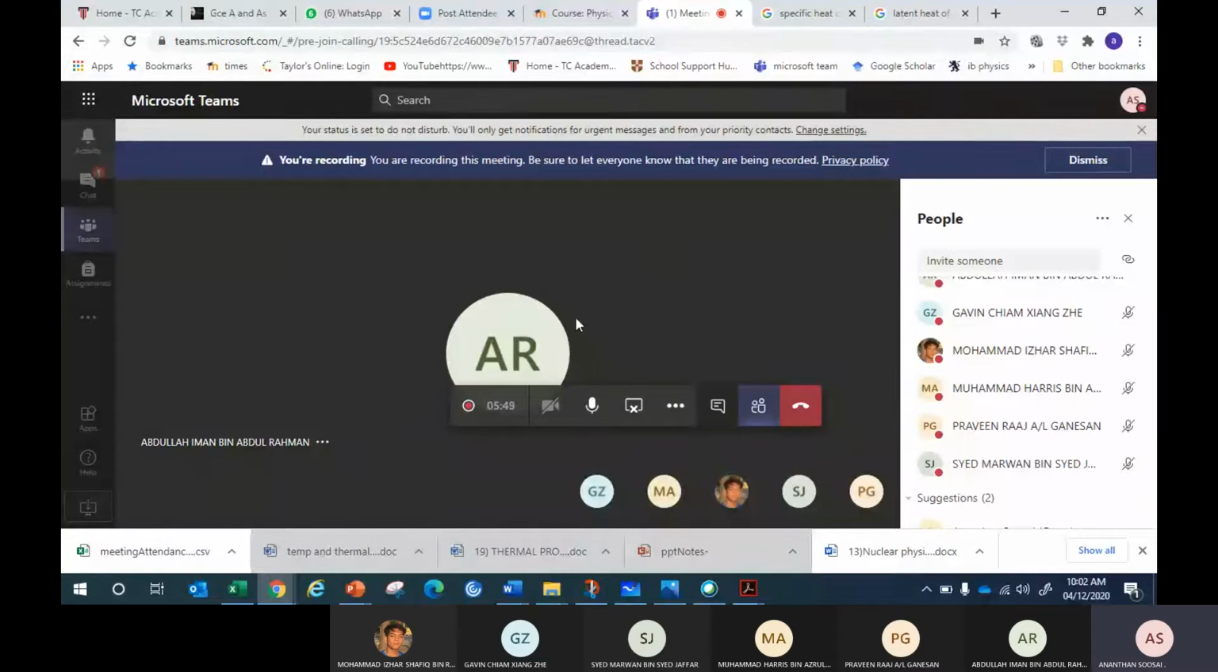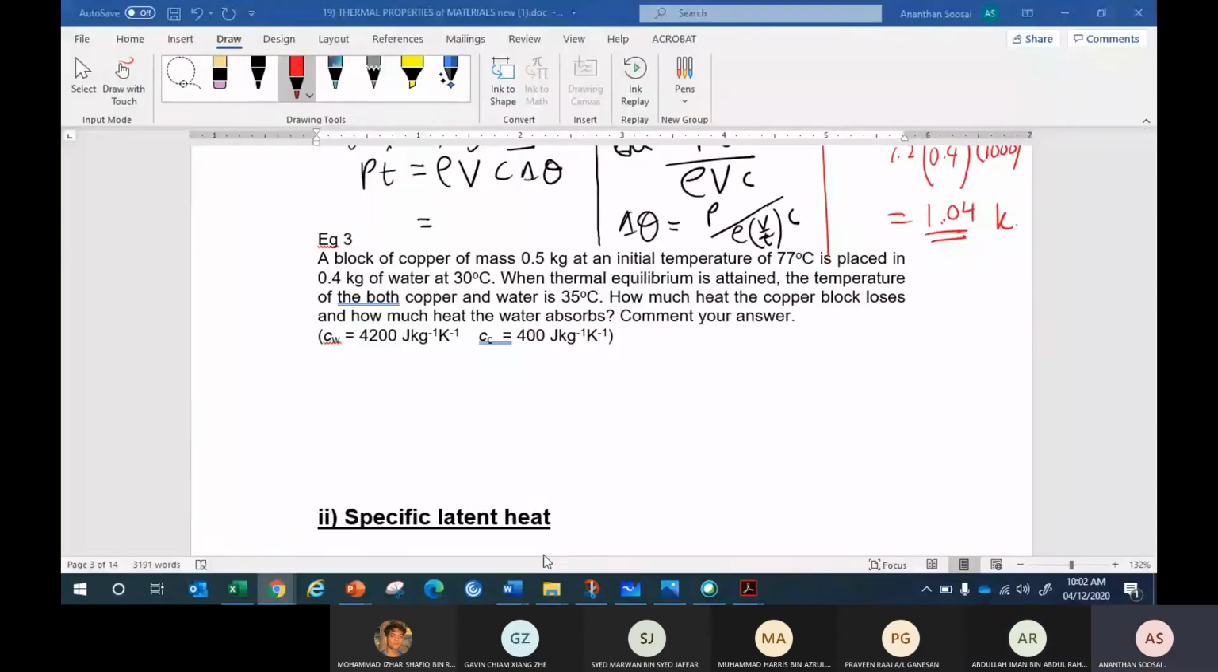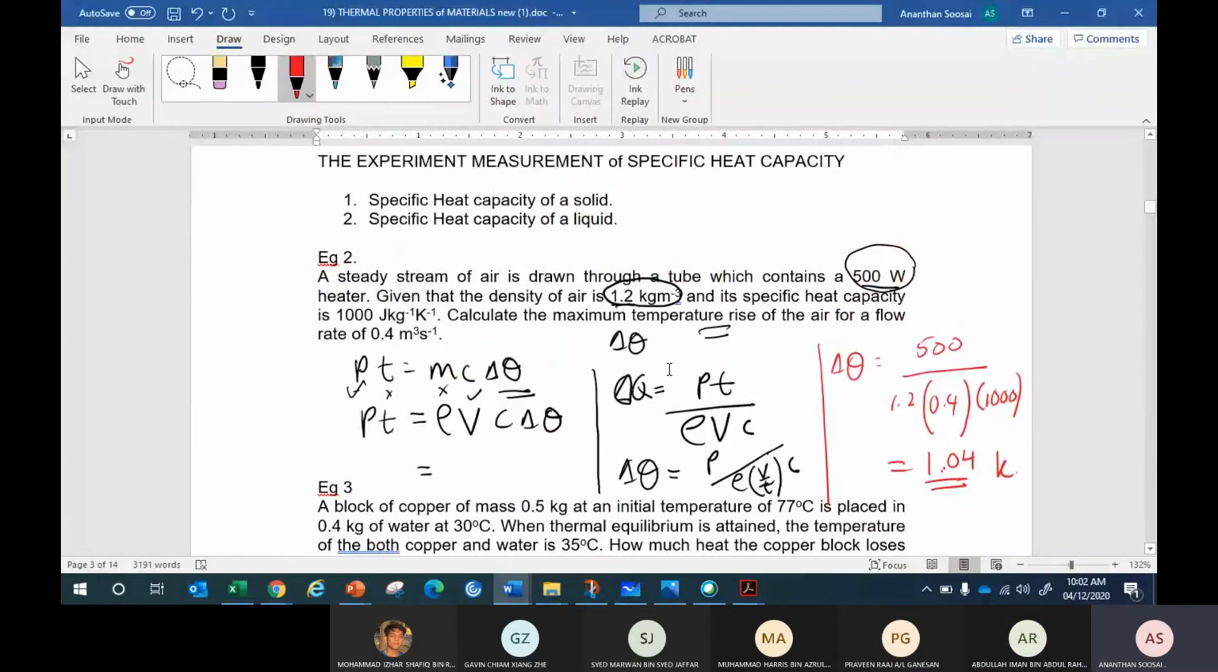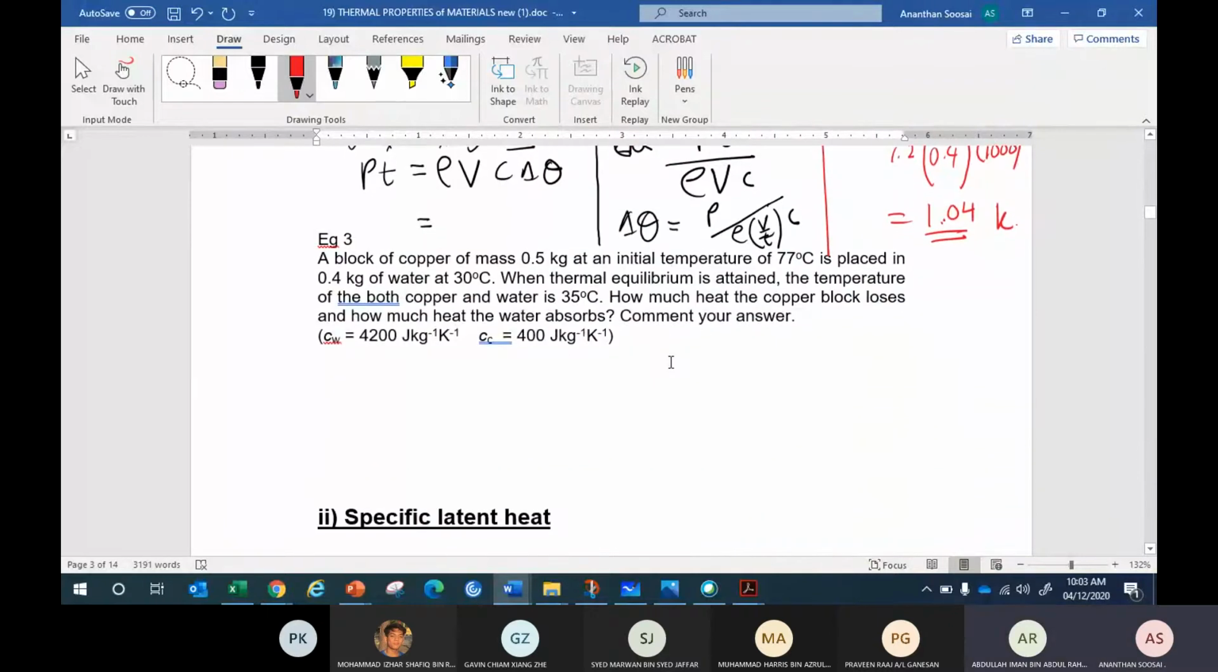Okay, let's continue with the questions. So we did the second question about specific heat capacity and the methods of fusion and vaporization. Okay, let's try the third one.